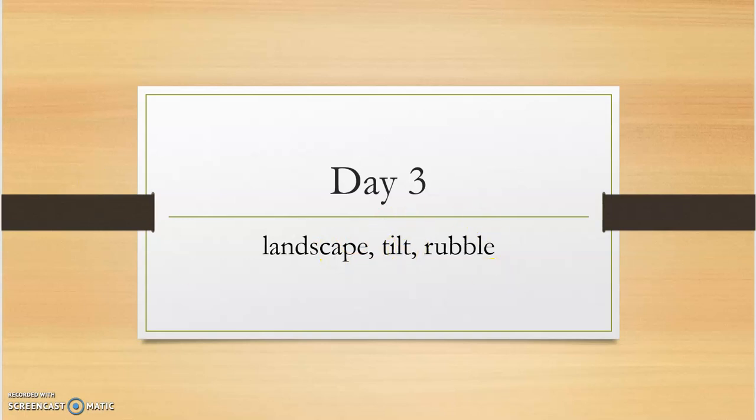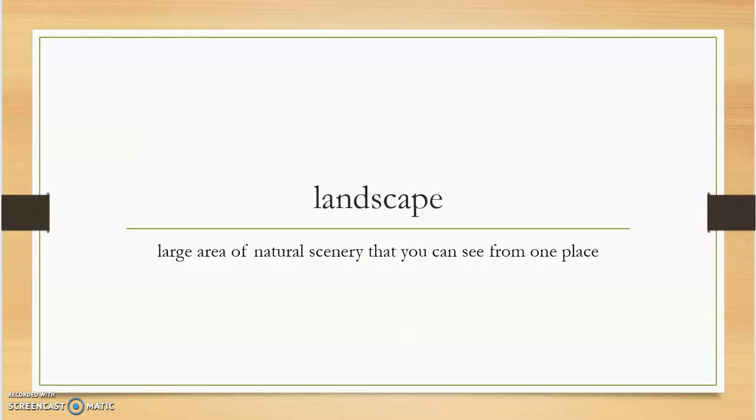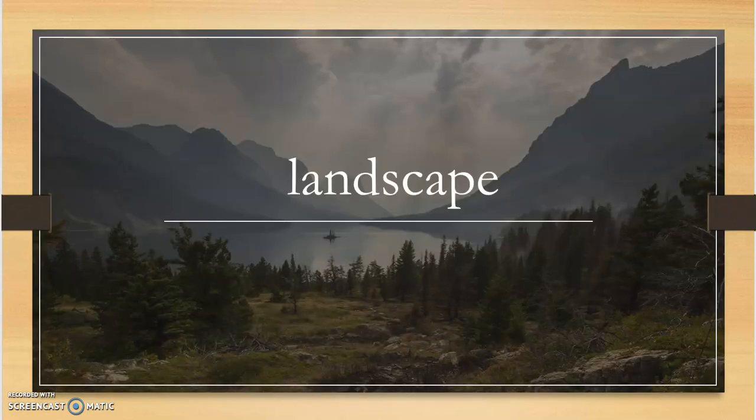So let's jump right in. So what is a landscape? Well, a landscape is a large area of natural scenery that you can see from one place. Here are some examples of a landscape.